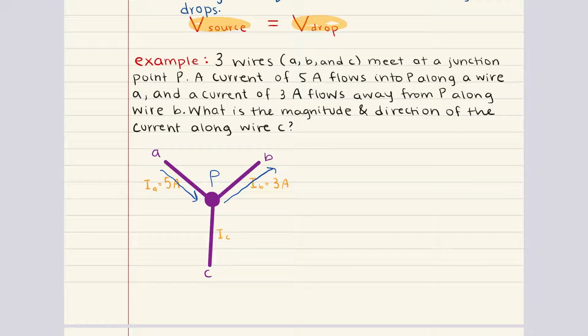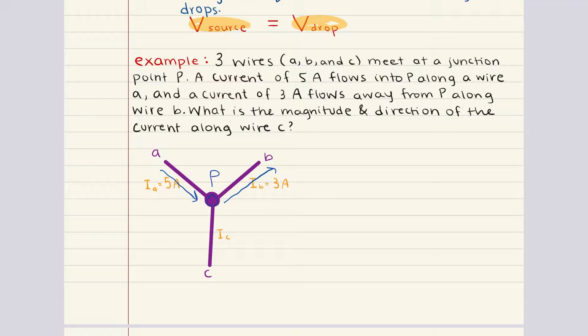Now, this problem is testing us on the junction rule. The junction rule applies to a point in a circuit where current splits or merges. These points are called junctions, which is what point P is. And the rule states that the sum of all currents flowing into a junction must be equal to the sum of all currents flowing out of the junction.